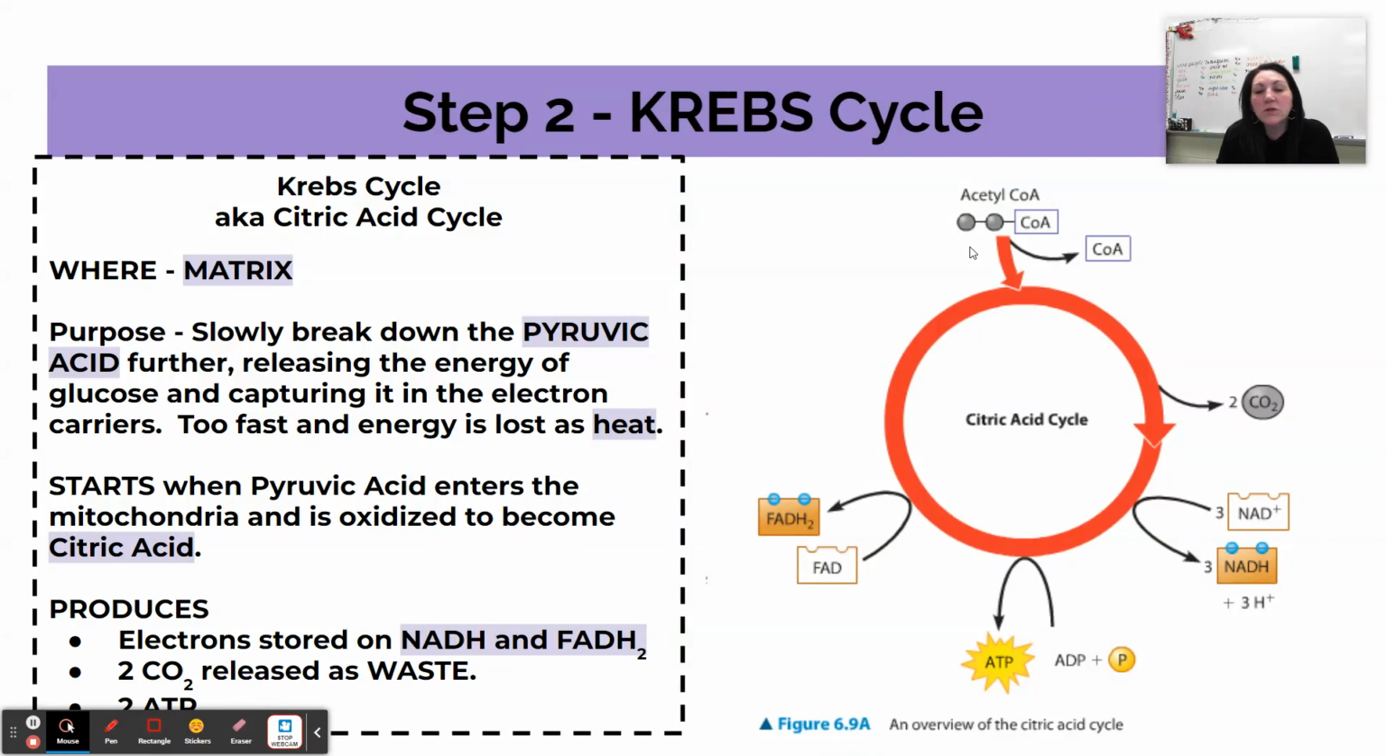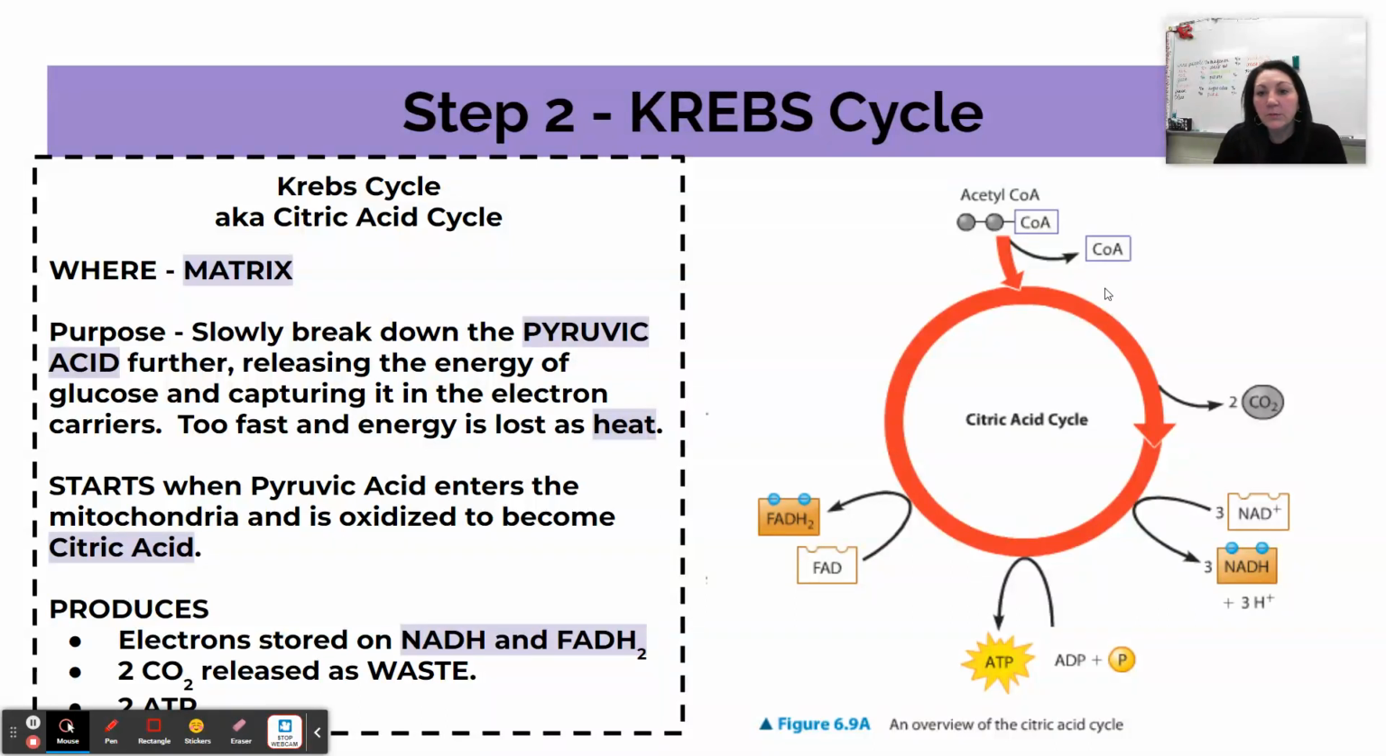And we're slowly breaking down glucose further. So we're actually starting with that pyruvic acid that we ended with in glycolysis. And we're going to slowly break it down so as not to lose too much energy to heat. Some of it will be lost to heat to fuel your body and heat your body and keep it at that consistent temperature around 98 degrees. But a lot of it needs to be captured so we can take that energy and make ATP.